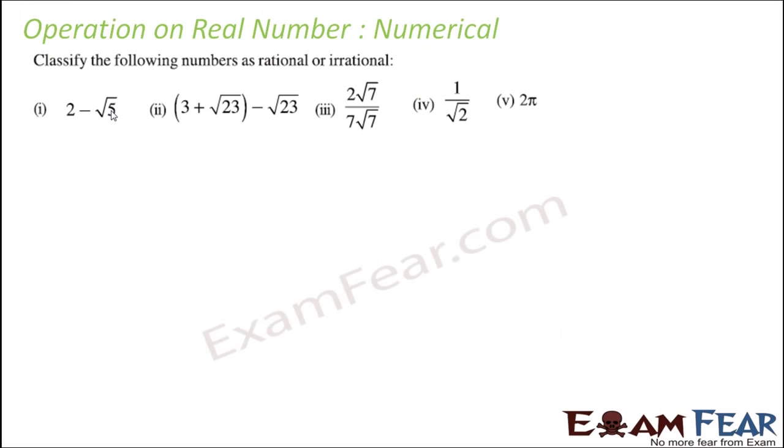You classify this as a rational number. So if you see here, root 5 is irrational. This is rational. When you do any operation on a rational and an irrational number, this is always irrational. This is irrational.